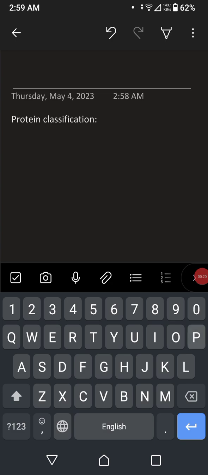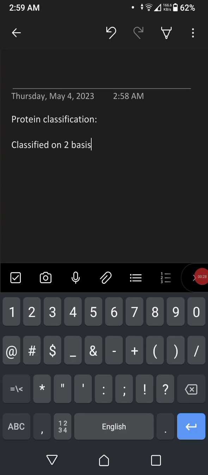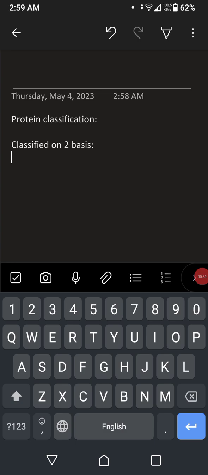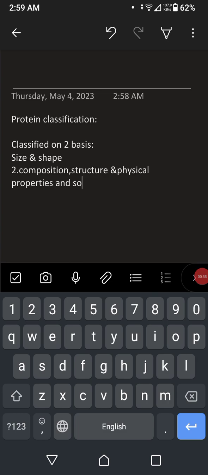First of all, let me tell you that proteins are classified on two bases. The first one is on size and shape, and the second classification is on the basis of composition, structure, physical properties and solubility.